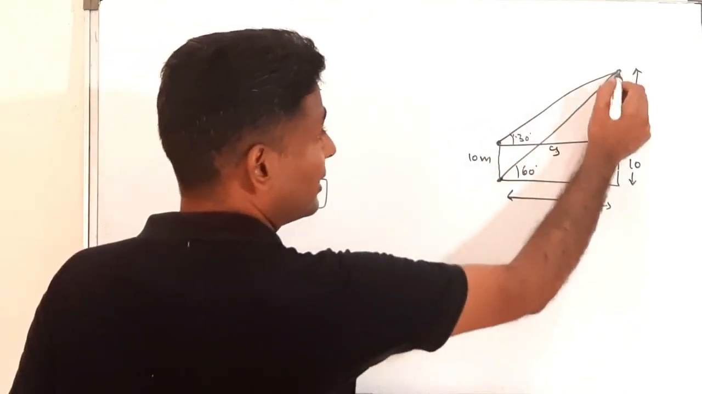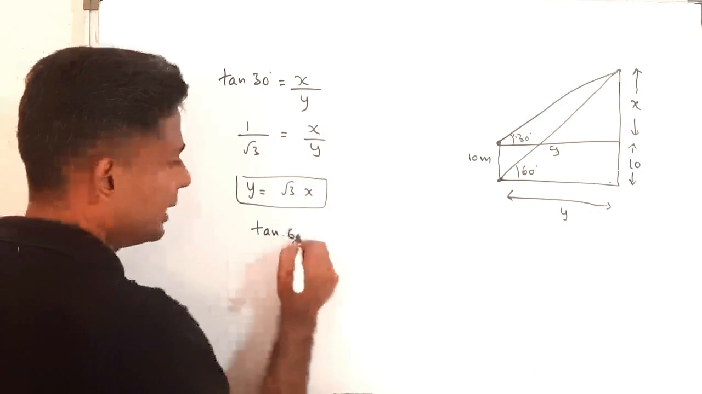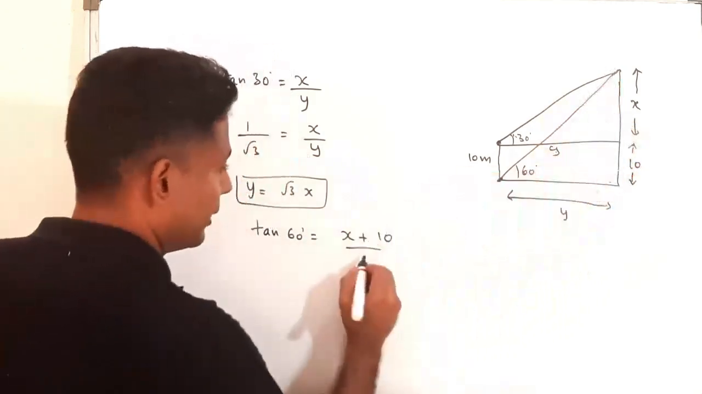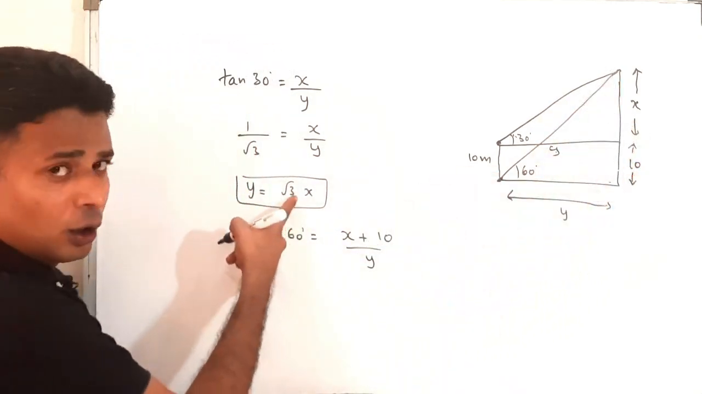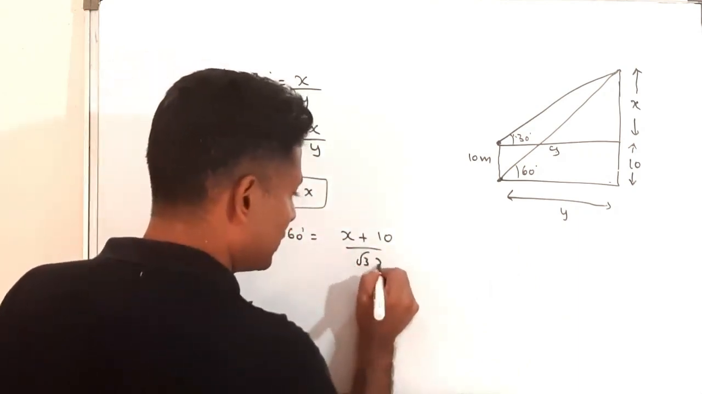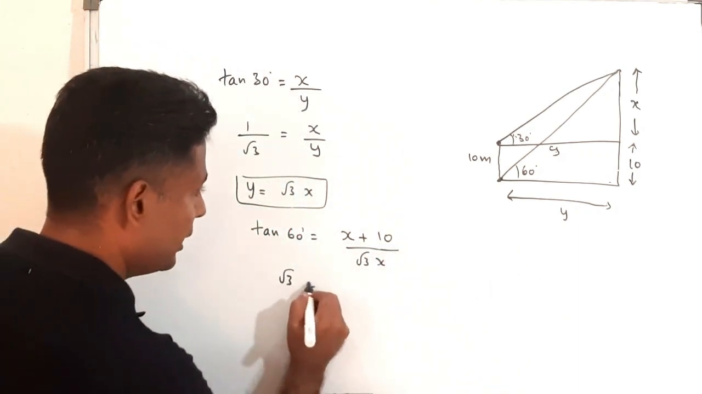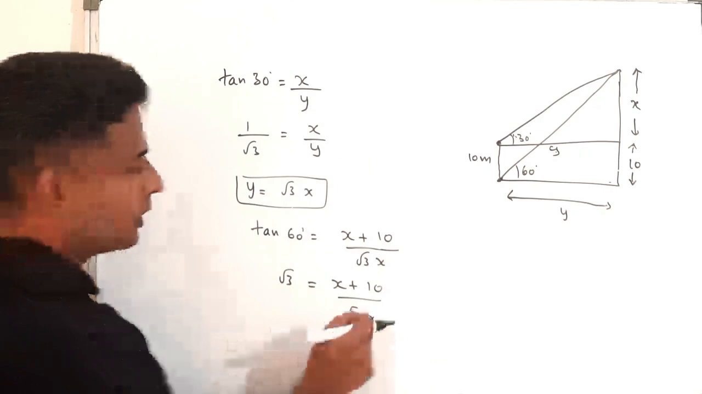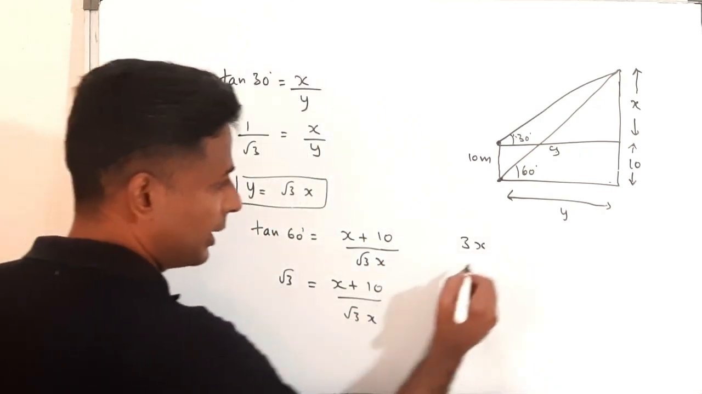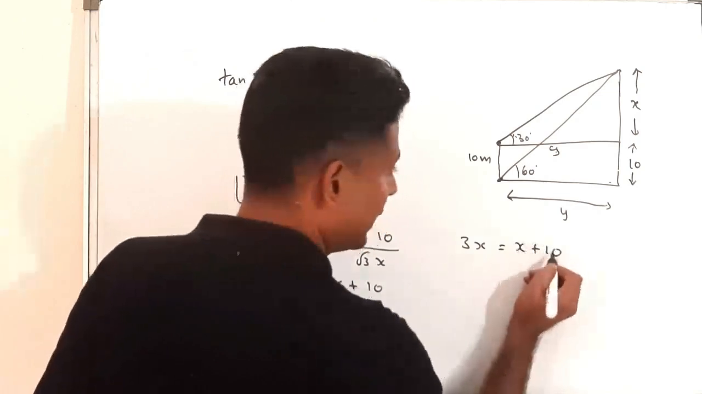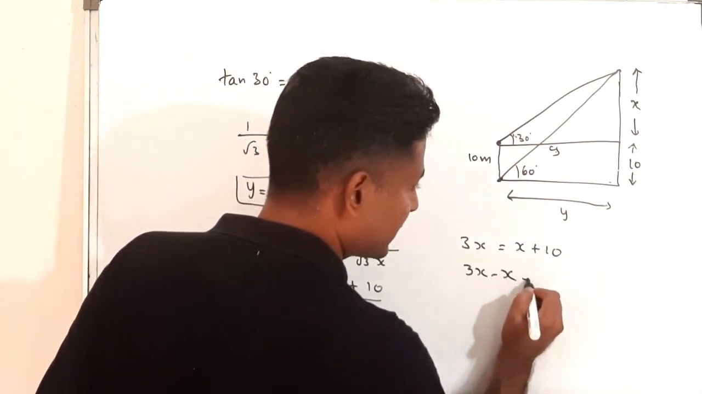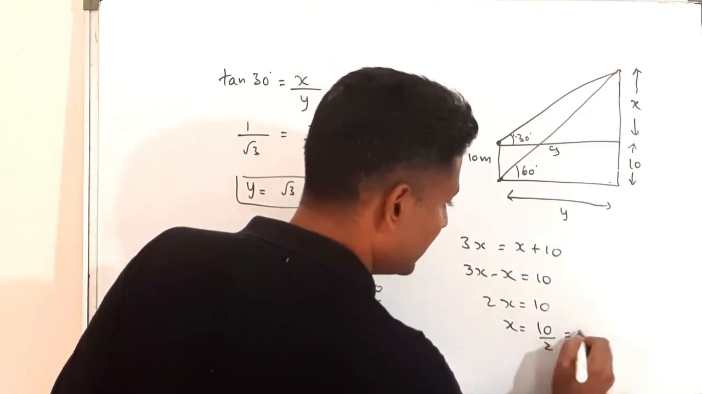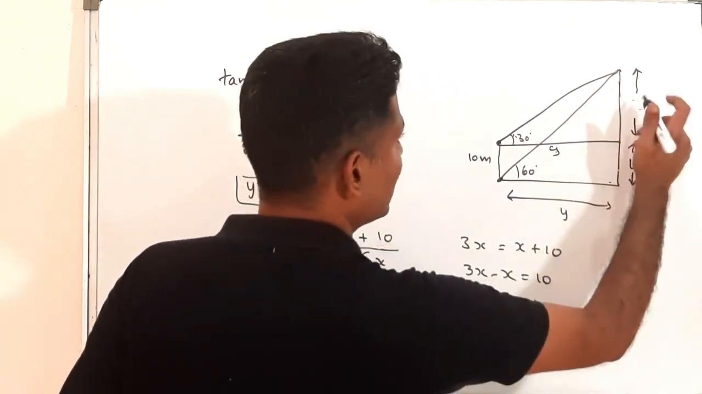Now taking the other triangle, this one, tan 60 degree equal to opposite, that is x plus 10 whole thing by y. But what do we have? We have y equal to root 3x. So instead of y, I'll put root 3x. So tan 60 is root 3 equal to x plus 10 by root 3x. When I get this side, root 3 into root 3x becomes 3x. Root 3 into root 3 is 3, equal to x plus 10. Now I transpose 10 this side. 3x minus x equal to 10. 2x equal to 10. x equal to 10 by 2, which is 5 meters. So this is 5 meters.